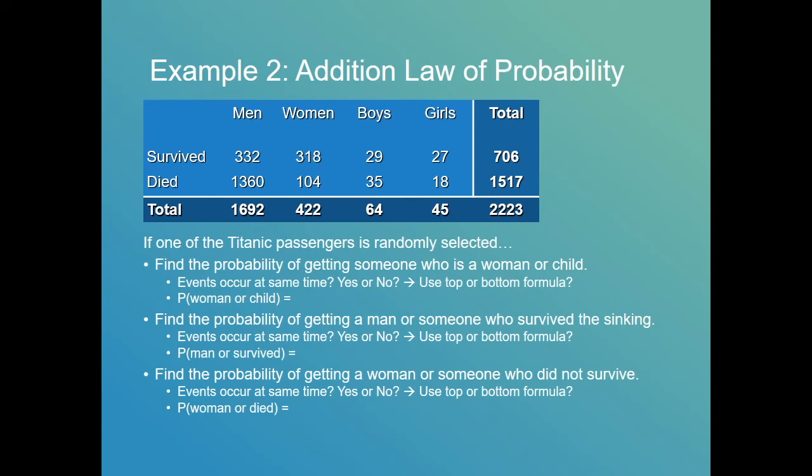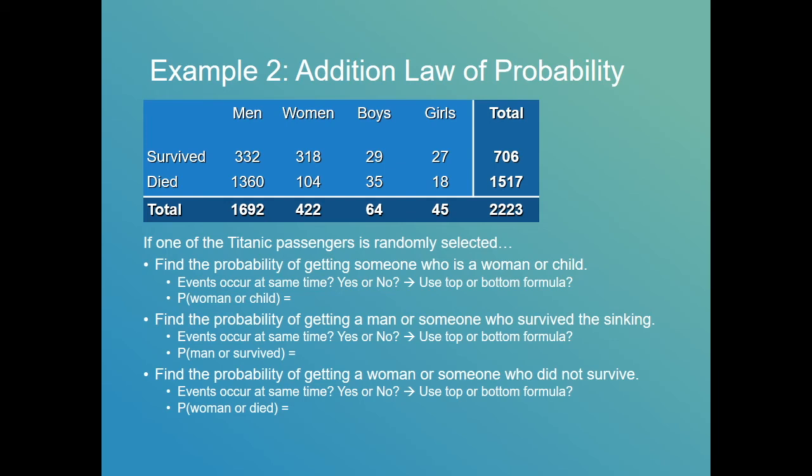The next example is finding the probability of getting a man or someone who survived the sinking of the Titanic. So we want to look to see if these events can occur at the same time. Can they? Yes, these events can occur at the same time because you can be a man who did survive the crash or the sinking. So now we want to use that bottom formula since you can be in both of those categories.